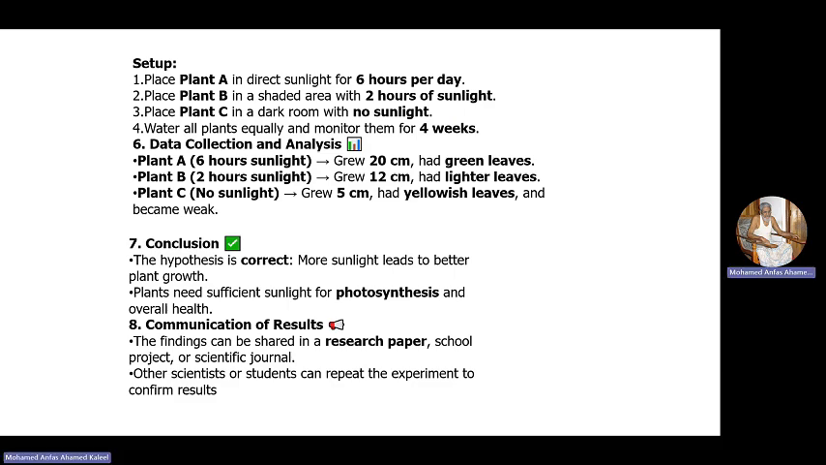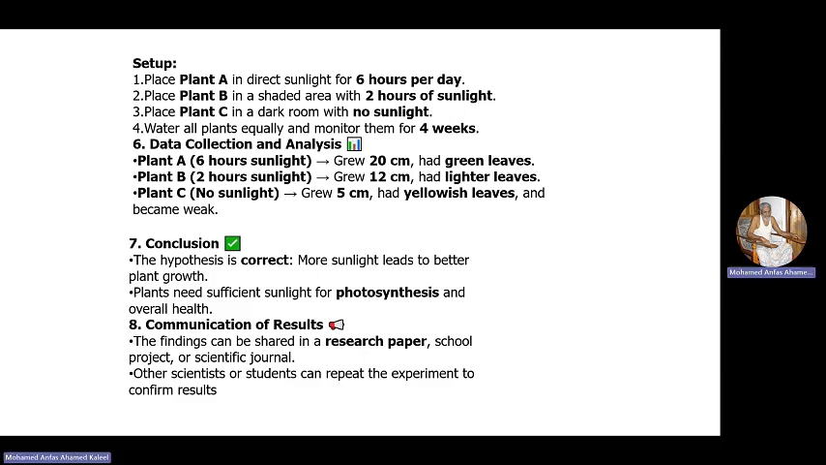We place plant A in direct sunlight for 6 hours per day, and then we place plant B in a shaded area with 2 hours of sunlight. We place plant C in a dark room with no sunlight. There are 3 conditions, but the time differences are different. One is direct sunlight 6 hours per day, the second is the shaded area with 2 hours of sunlight, and the third is a dark room with no sunlight.